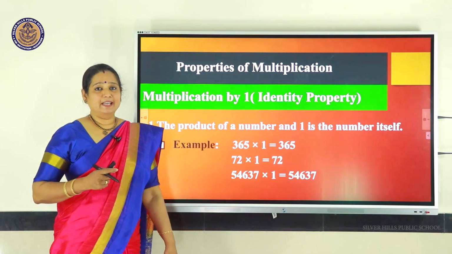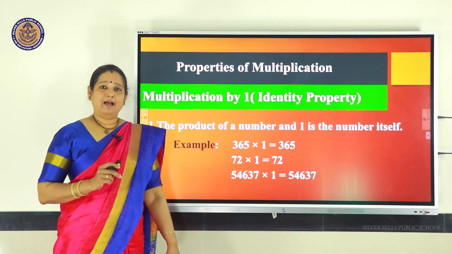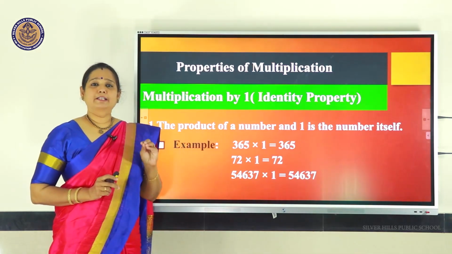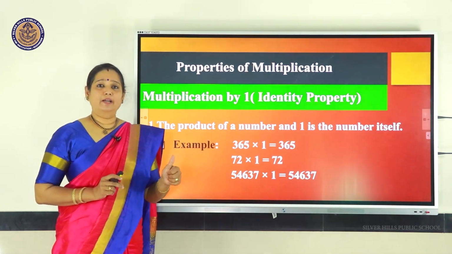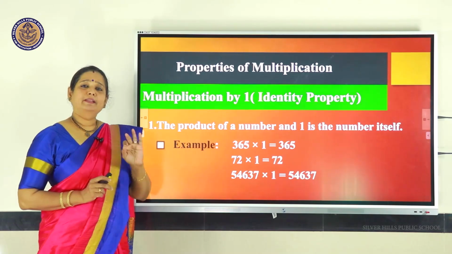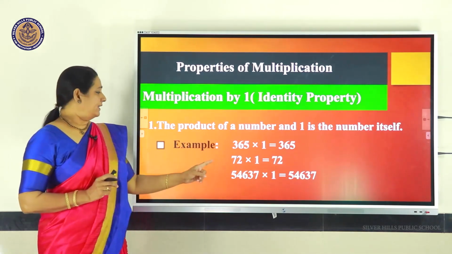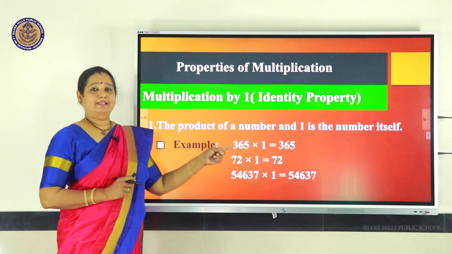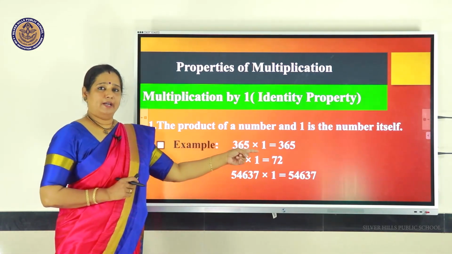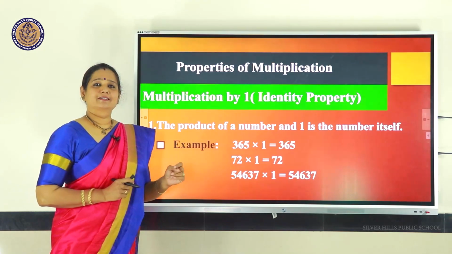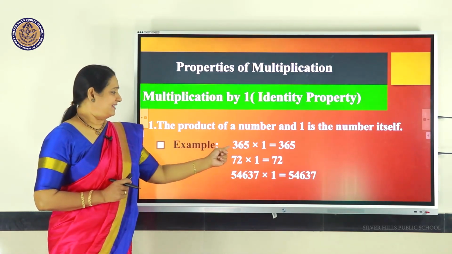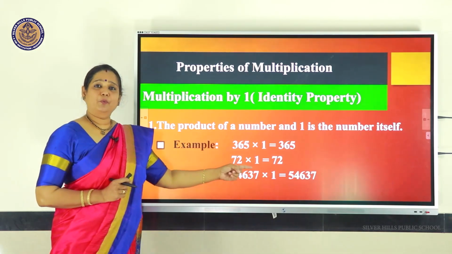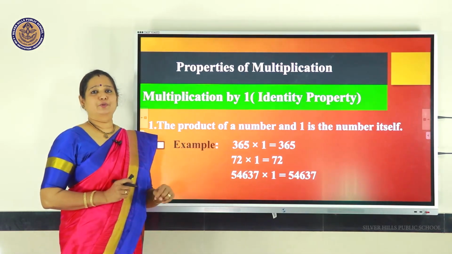I will explain once again. When we multiply any number by 1, the product will be the same number. Look at these examples. When you multiply 365 by 1, the product is the same number, 365 only. When you multiply 72 with 1, the product is 72.